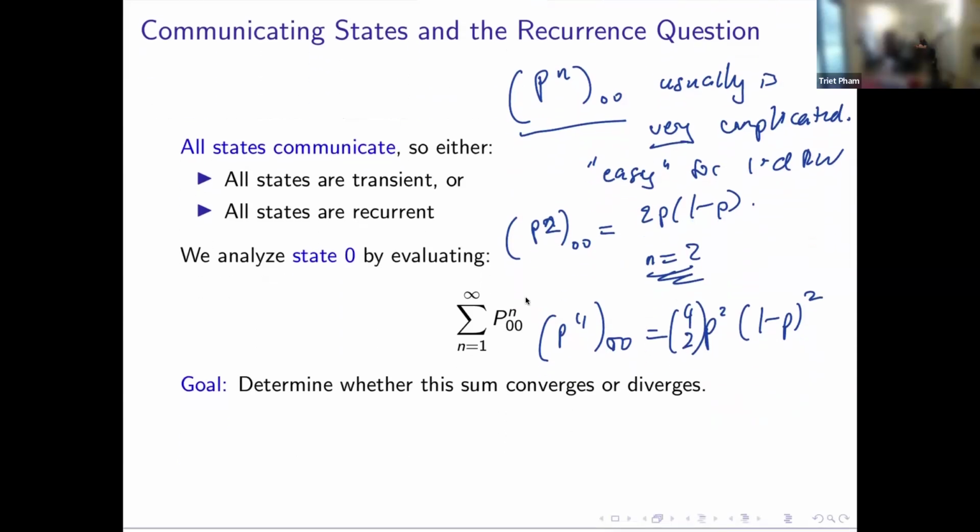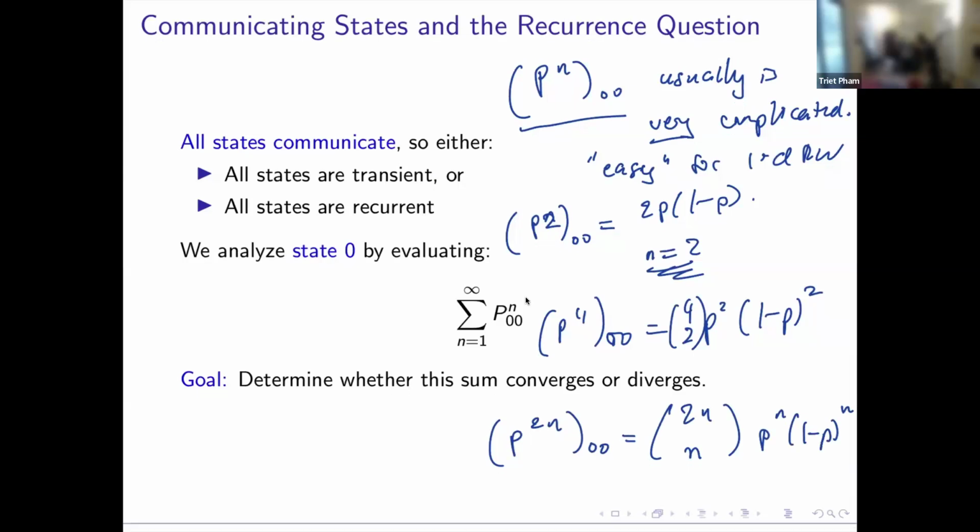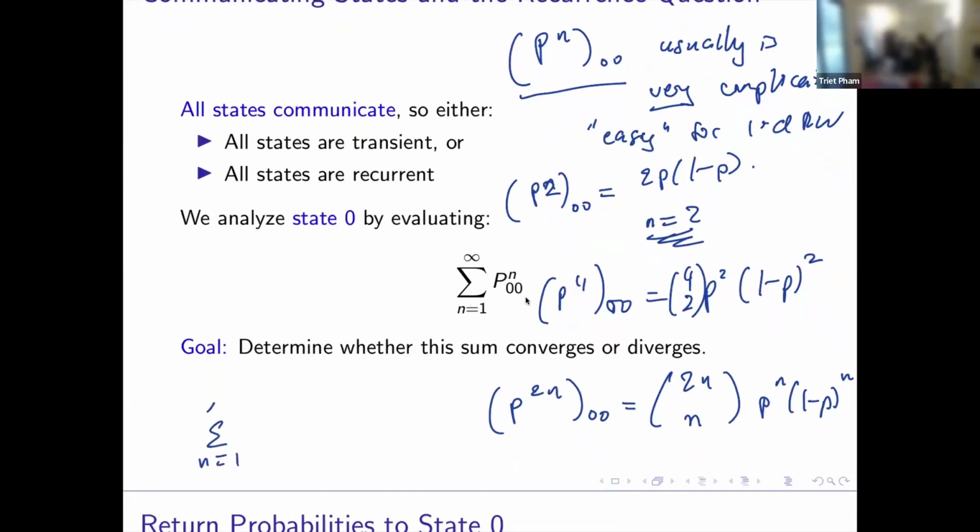So do we have a clue now in general? What's P to the 2n at 0, 0? That would be 2n choose n, p to the n, 1 minus p to the n. Are we okay? And our task is to prove that the sum from n equals 1 to infinity of 2n choose n, p to the n, 1 minus p to the n is either finite or infinite, depending on whether p equals 1/2 or not.